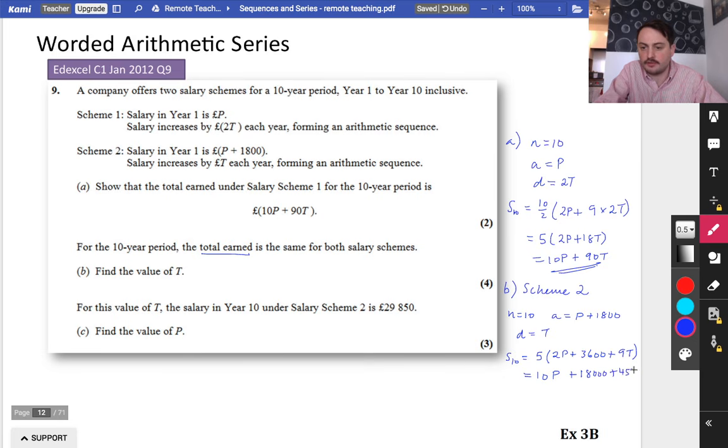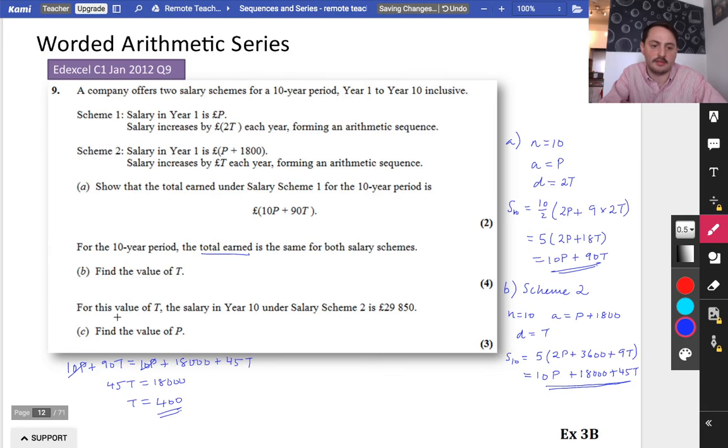So we end up with 10p plus 3,600 times 5, that's 18,000, plus 45t. And so we know that this one here and this one here are equal to each other because the total earned is the same for both salary schemes. So I'm just going to now make them equal to each other. So that is 10p plus 90t equals 10p plus 18,000 plus 45t. Luckily the 10p's cancel, and I can subtract 45t from both sides, so I get 45t is equal to 18,000, so t is equal to 18,000 divided by 45, which is £400.